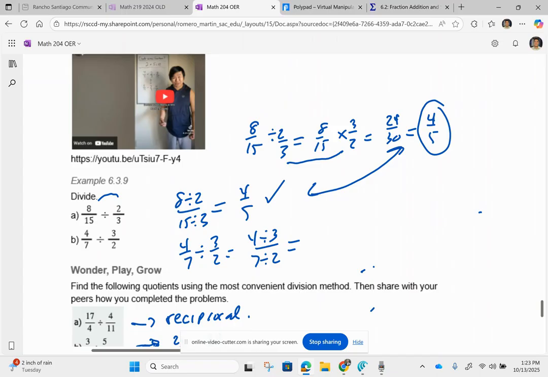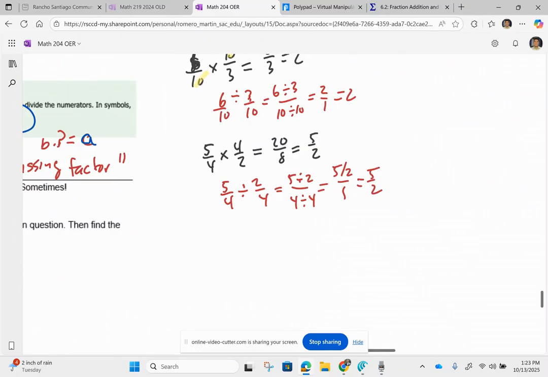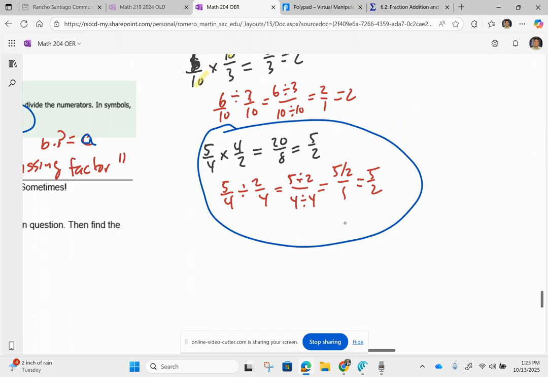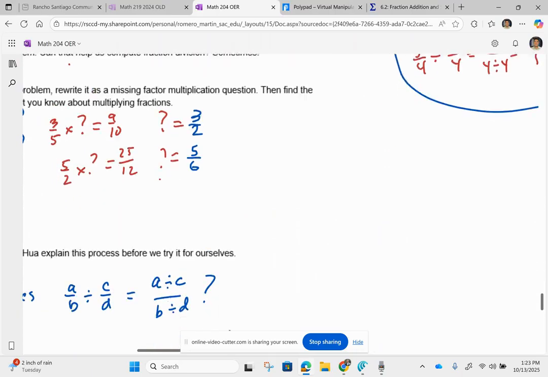Pause and be amazed. Pretty crazy, right? That works, and I didn't give you a heads up. It kind of works in these examples we've done over here. You could see I've done one here earlier. You can just divide 5 divided by 2, 4 divided by 4. You get 5/2 over 1, 5/2. So the divide across actually works.